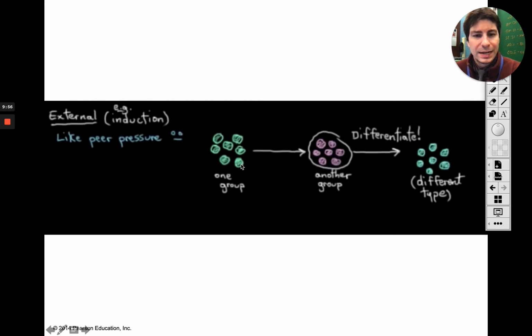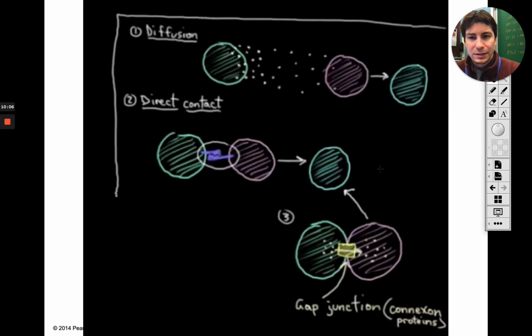But what's going to happen is those cells are going to almost like peer pressure the other cells, like, hey, let's do something. We're going to be these types of cells. And they differentiate and they become that type of cell. Now, there's two different types of induction. There's diffusion and there's direct contact.